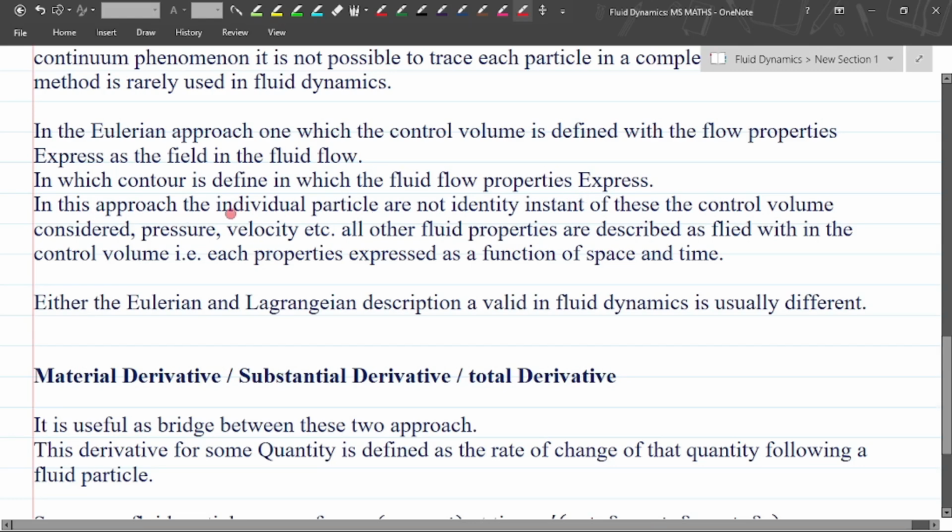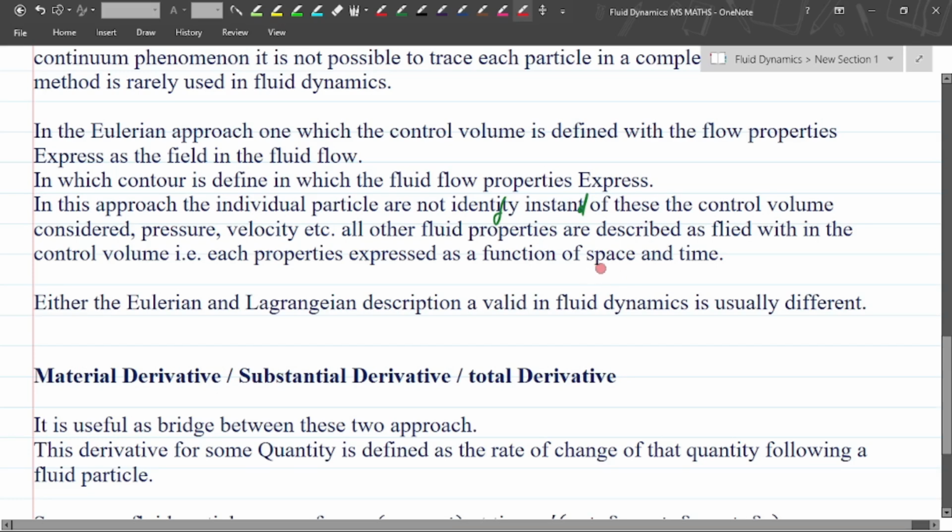In this approach, individual particles do not need to be identified or traced individually. Instead, the control volume considers pressure, velocity, etc. All the properties we will check on that particular volume, not only on particles. All other fluid properties are described as fields in the control volume. It means each property is expressed as a function of space and time.